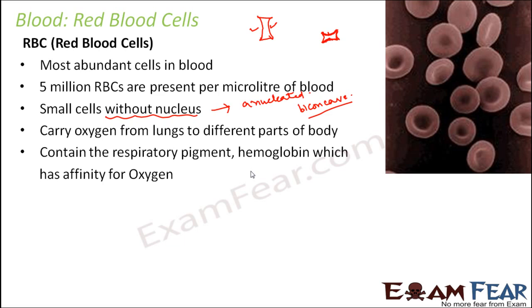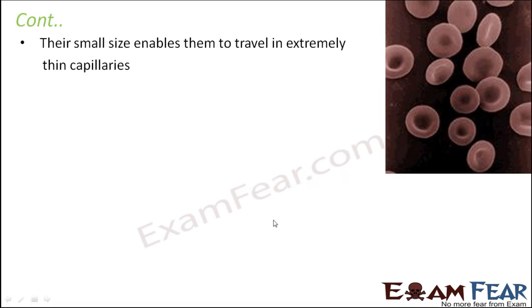Now, it has been observed that in a healthy adult, there is almost 12 to 16 grams of hemoglobin present in every 100 milliliters of blood. So that is quite a good number. 12 to 16 grams of hemoglobin is present in 100 milliliters of blood. So now the question is, where are these red blood cells produced? These red blood cells are produced in the bone marrow from stem cells.